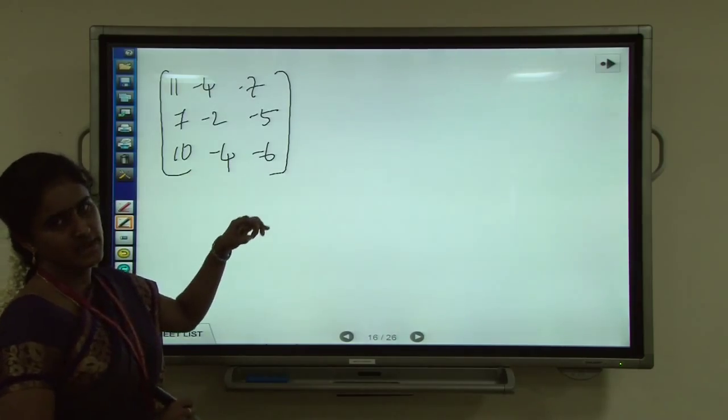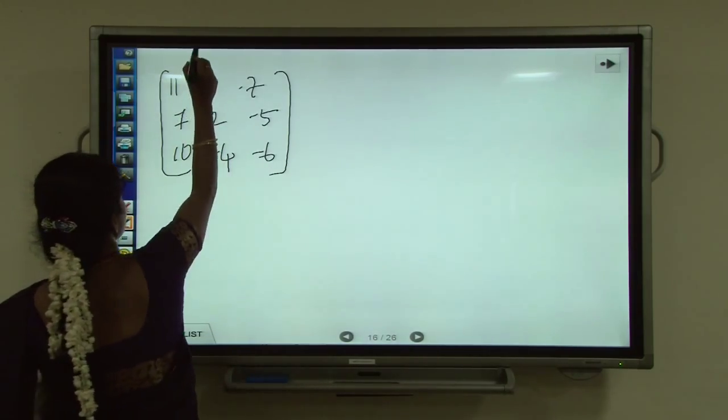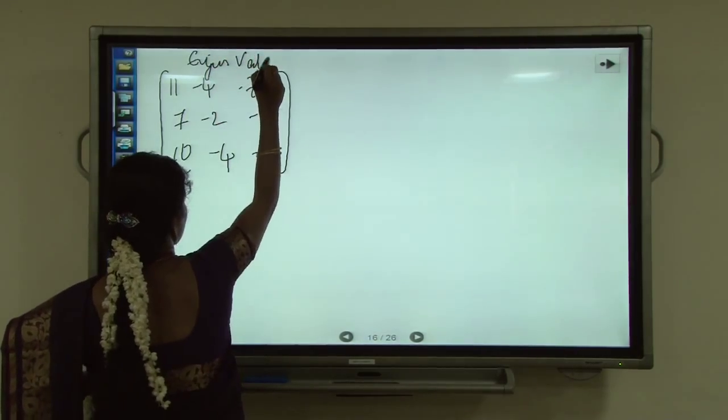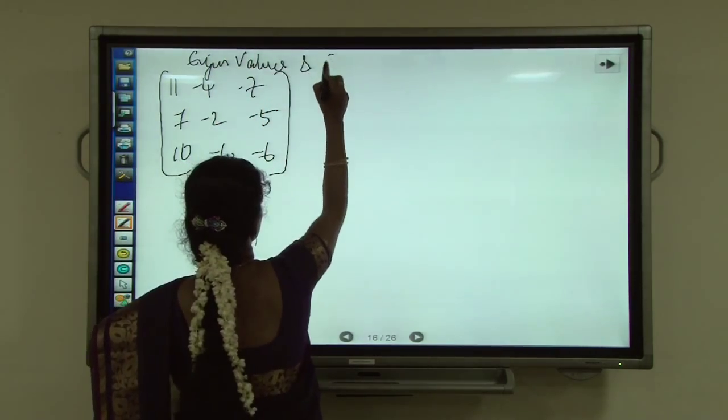Consider a 3 cross 3 matrix. We are going to find the eigenvalues and eigenvectors for this problem.